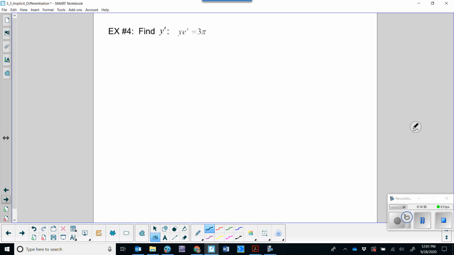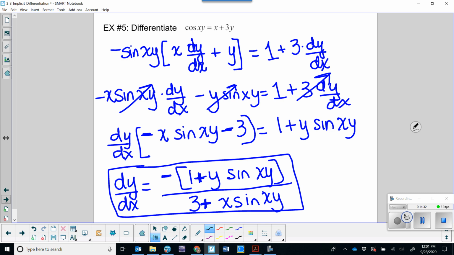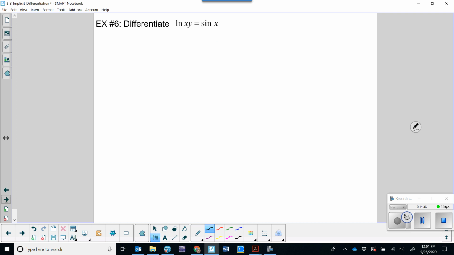Oh, that must be on there twice. Oh, that one got left on there. So let me add a page. And we'll do example 5. So we have cosine of xy equals x plus 3y.